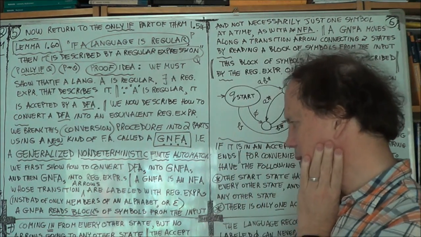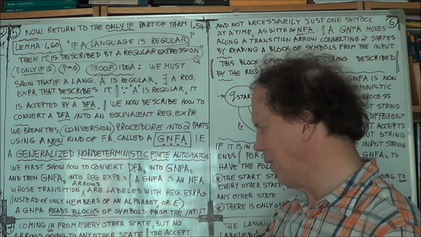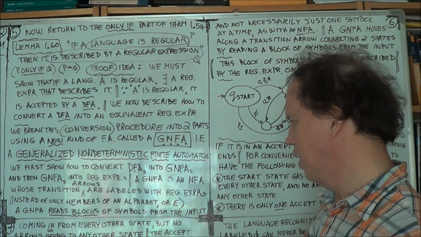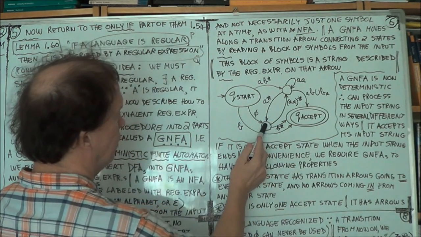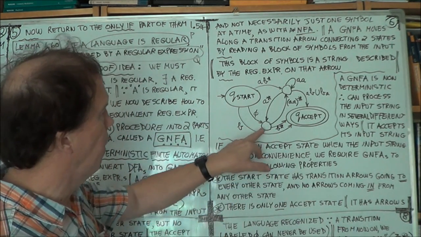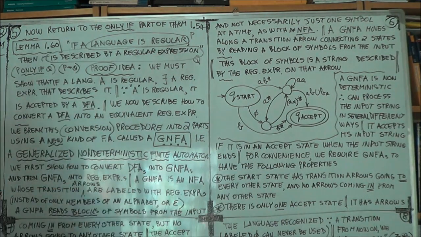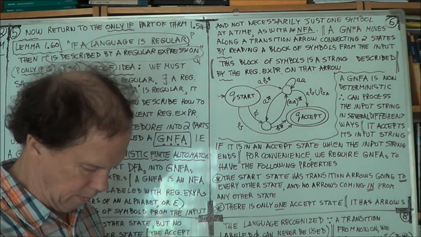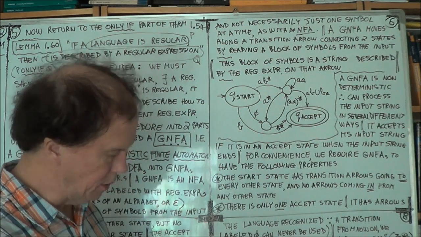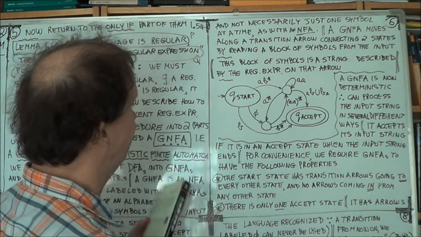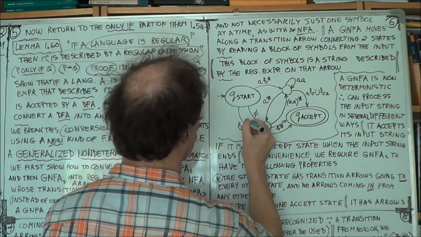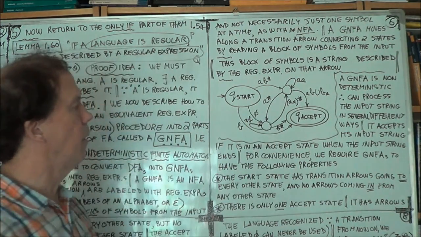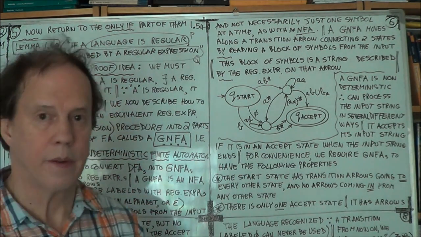So in words here, except for the start and accept states, an arrow goes from every state to every state, and from each to itself. Oh, that one's missing. Hold on, let me check. Is that missing? Let me check the text. Oh yes. Sorry, I've left out one. Yeah, sorry about that.